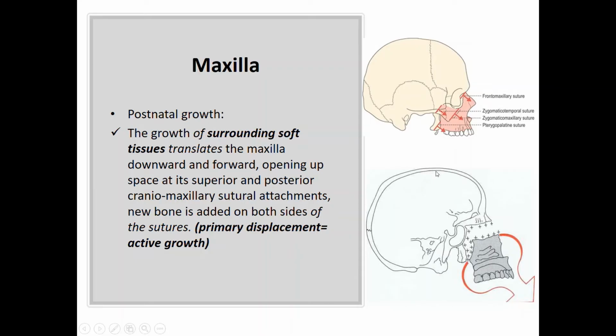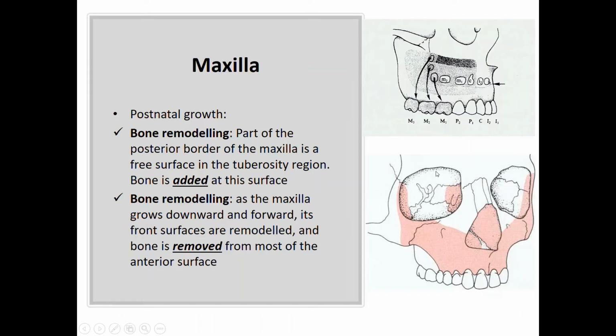At the same time, we will have bone remodeling, where we will get bone resorption at the anterior surface of the maxilla and new bone formation at the posterior surface of the maxilla, as if the maxilla is going backward.